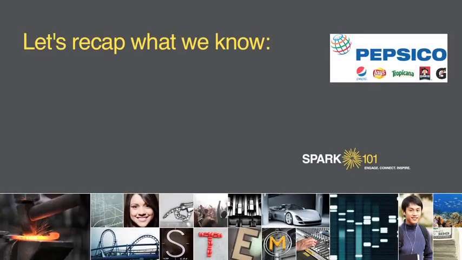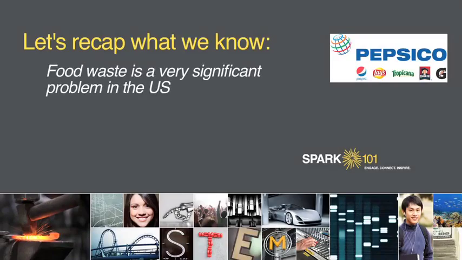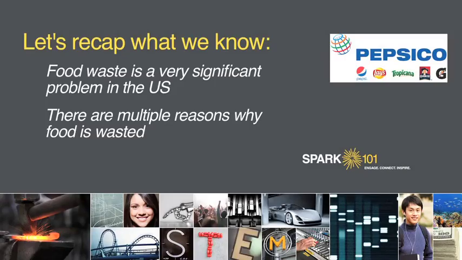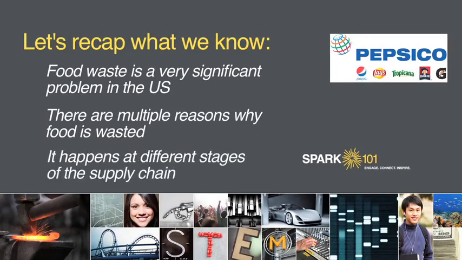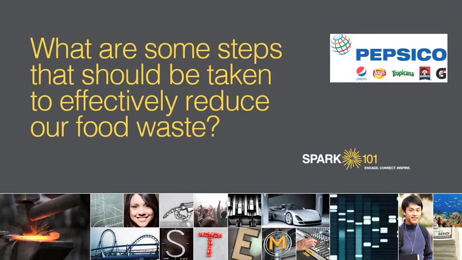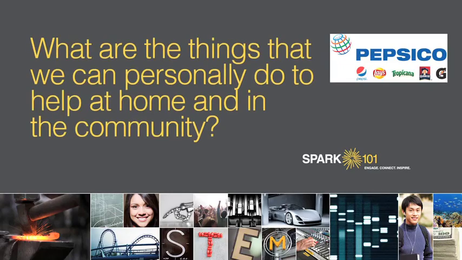So let's recap what we know. Food waste is a very significant problem in the US. There are multiple reasons why food is wasted, and it happens at different stages of the supply chain, from production all the way to consumption. Now think about what are some steps that should be taken to effectively reduce our food waste. What are the things that you can personally do at home or in the community that could reduce our food waste?